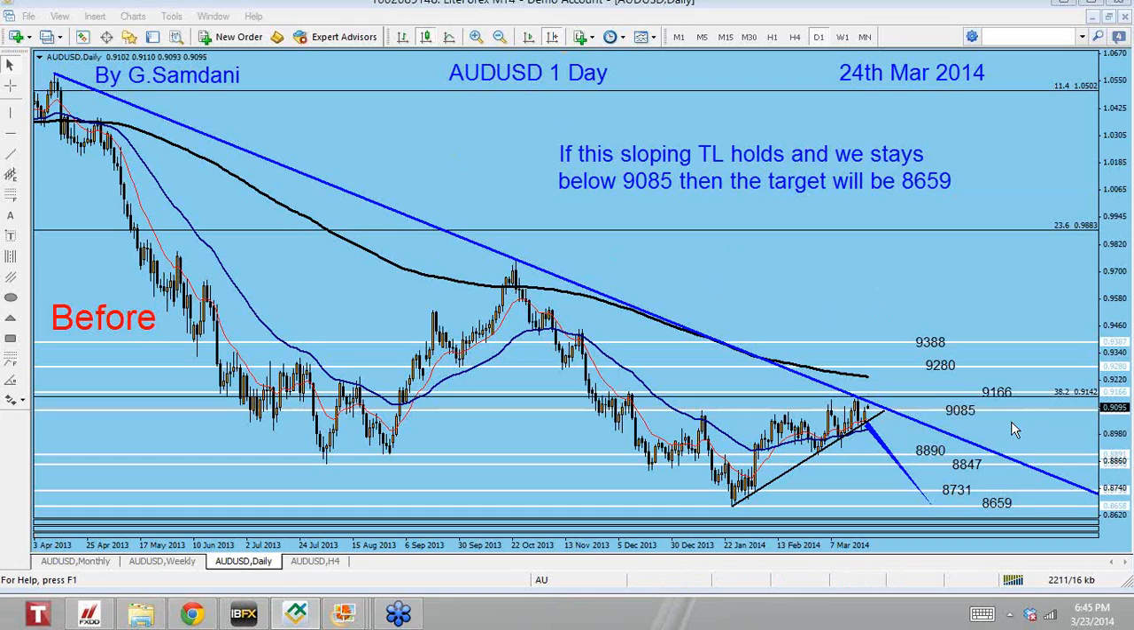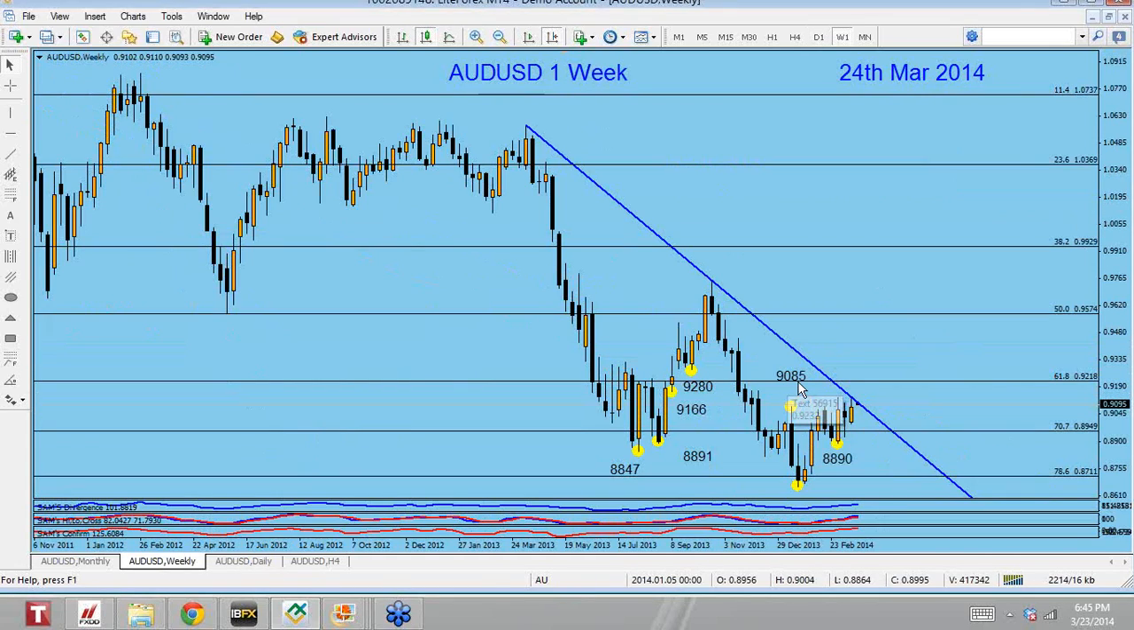And this number here, which is a very common number: 9085. Let me get close to it. Okay, 9085, and this trend line. You can see this is a weekly chart. It's very clean, and all these are highs and lows. So we bounced from here, getting support from this number.